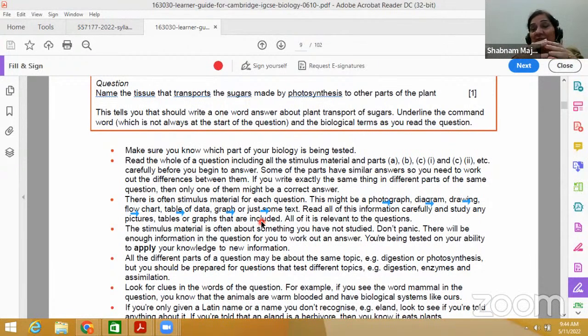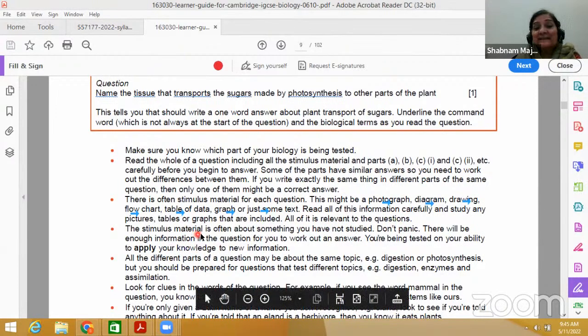You can be given a graph based on a trend, relationship between vaccinated people and non-vaccinated people suffering from measles or whatever. So there are so many graphs. They ask you to describe or explain the graph, or they can ask you any part of the graph. So read all of this information carefully, study any picture, table, graphs that are included. All of it is relevant to the questions, okay?